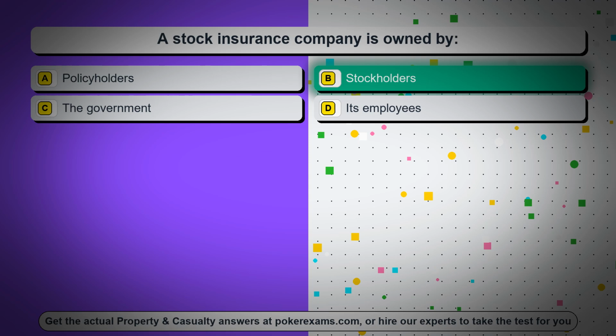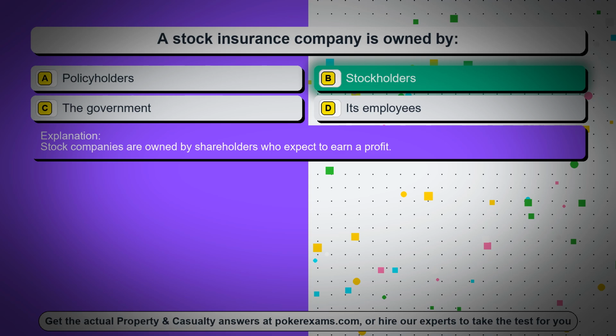The correct answer is option B, stockholders. Stock companies are owned by shareholders who expect to earn a profit.